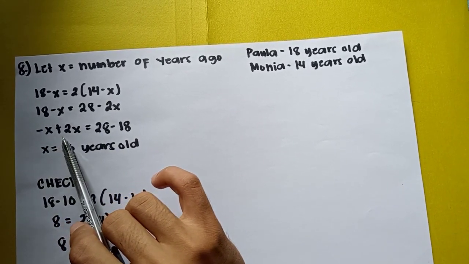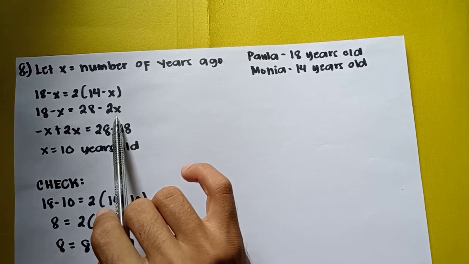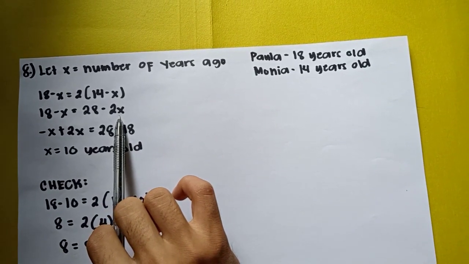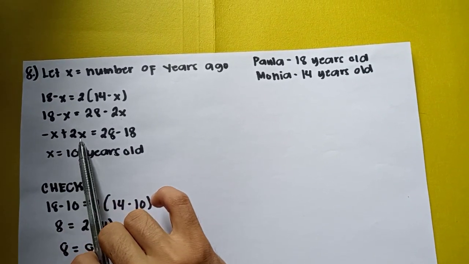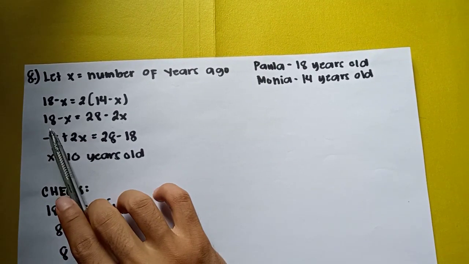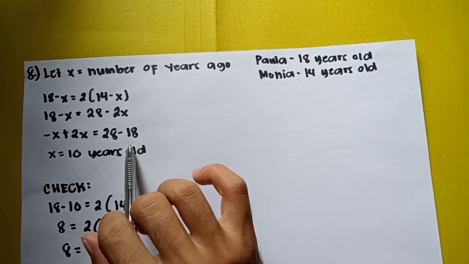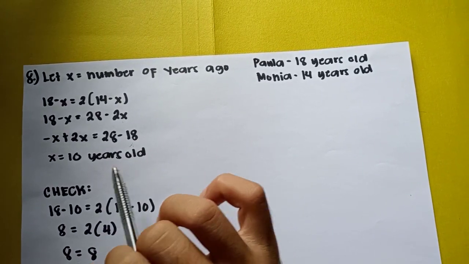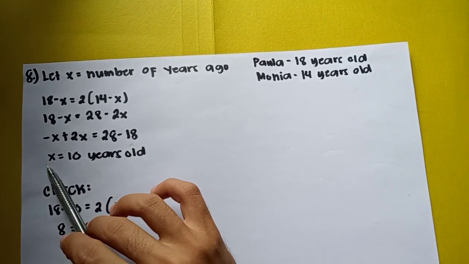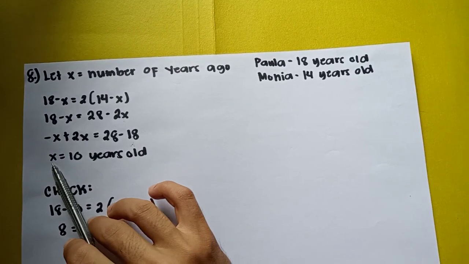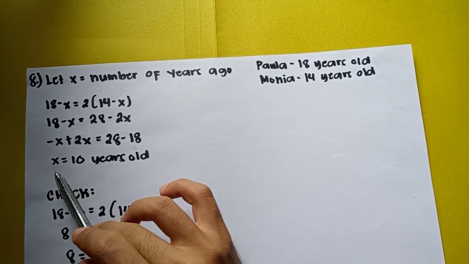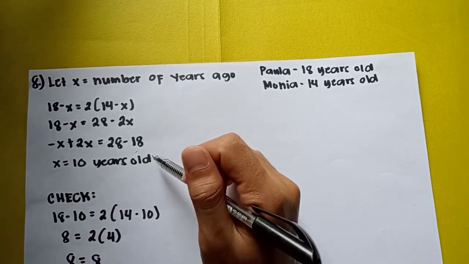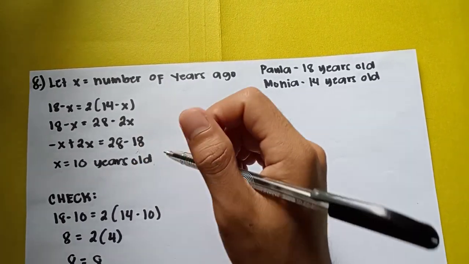Negative X plus 2X, we will transpose negative 2X to the left side, so it will be positive, and then 28 transpose positive 18 to the right side, so it will be negative. And then X is equal to 10 years ago.